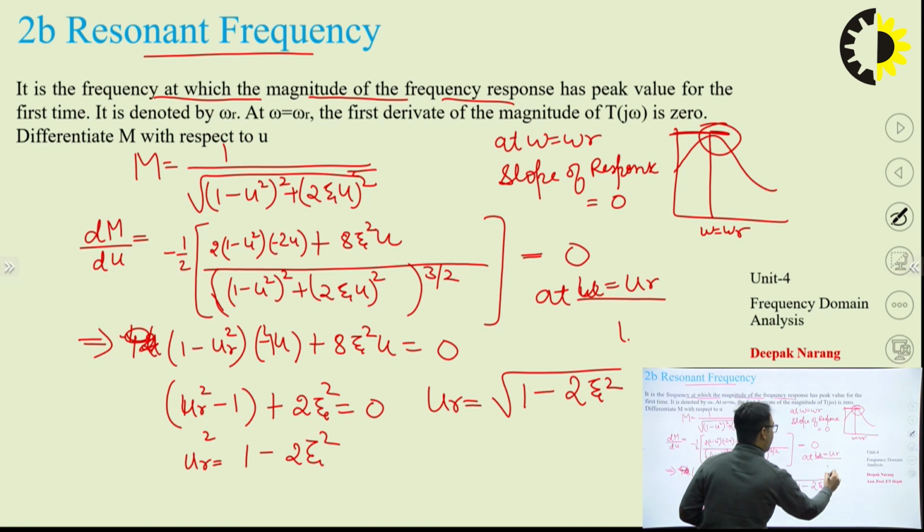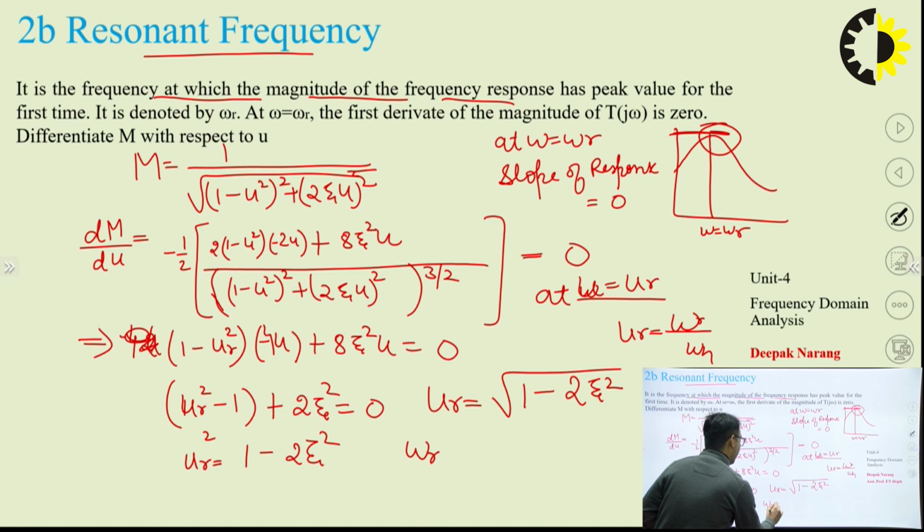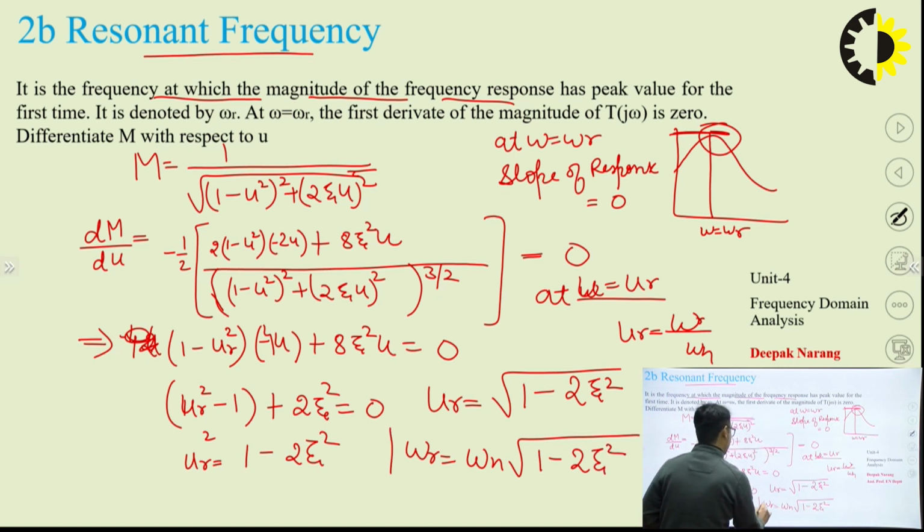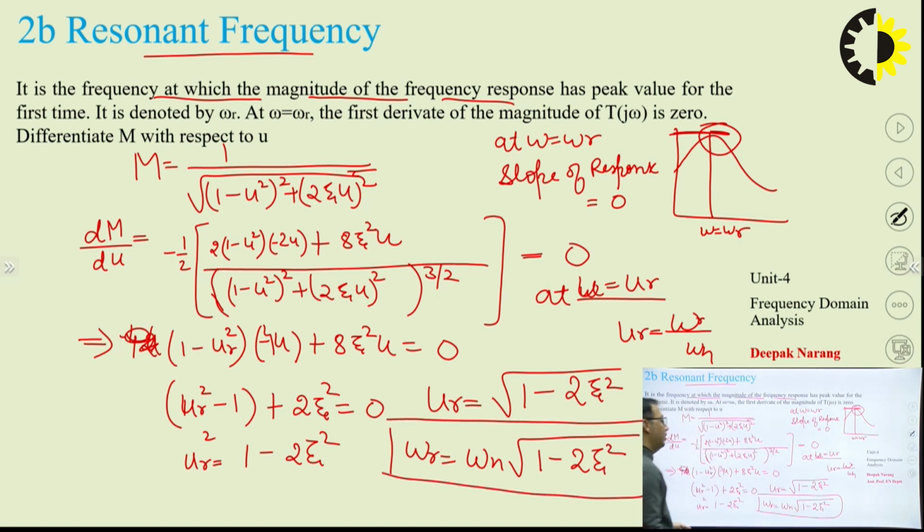We know u r is nothing but the normalized frequency, that is omega r upon omega n. We get omega r equal to omega n square root of 1 minus 2 zeta square. This is the value of resonant frequency.